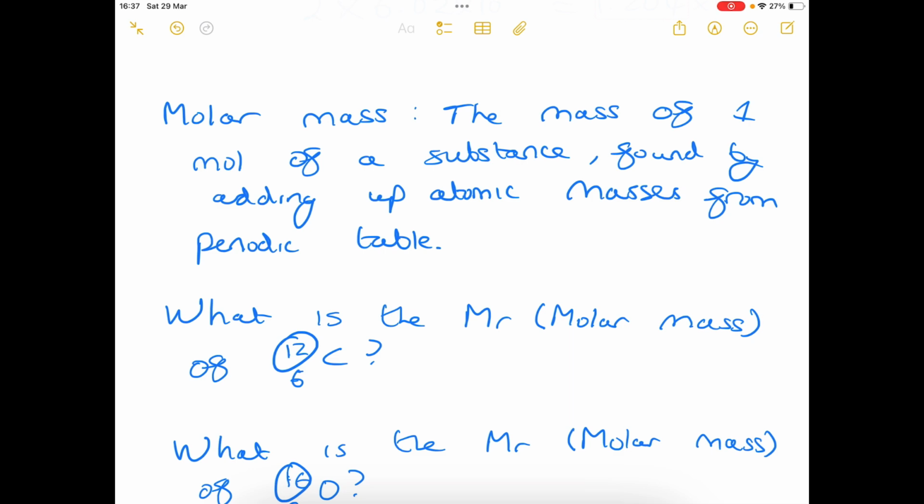So moving on from there, the molar mass is the mass of 1 mole of a substance, and it can be found by adding up the varying atomic masses from the periodic table. Mr is just a shortened version of molar mass, just for reference. So if we were asked to find the Mr, the molar mass of carbon, we just look at the periodic table, we can see the 12, so that would just be 12. The units for molar mass are grams per mole.